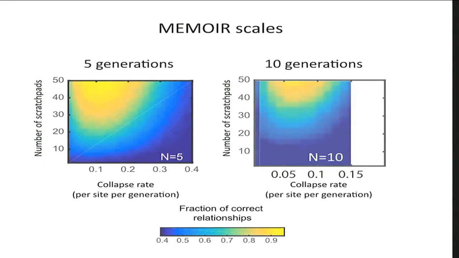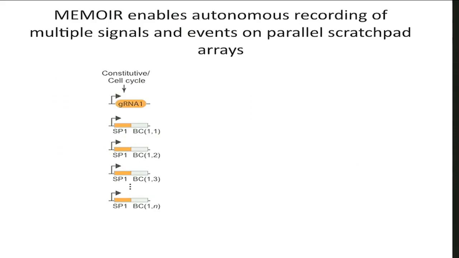So if we wanted to go even to a much deeper tree, like 10 generations, we can do that with only 50 scratch pads or so, which we think is totally feasible. Okay. Now, so far, that's just lineage. But I said we also want to read out other kinds of signals.